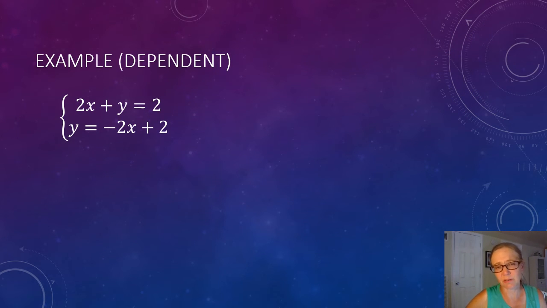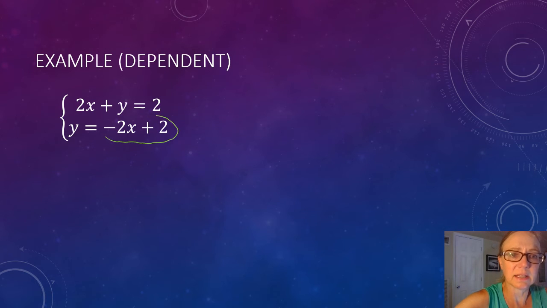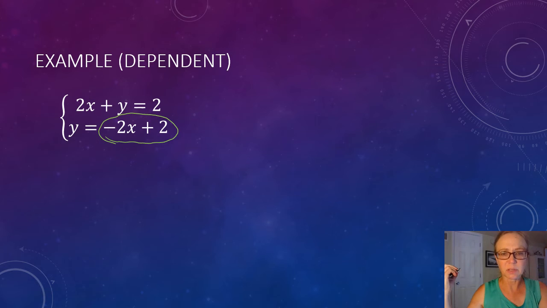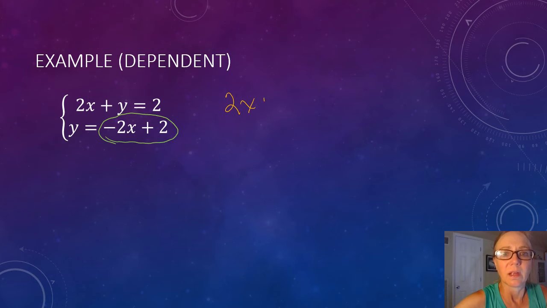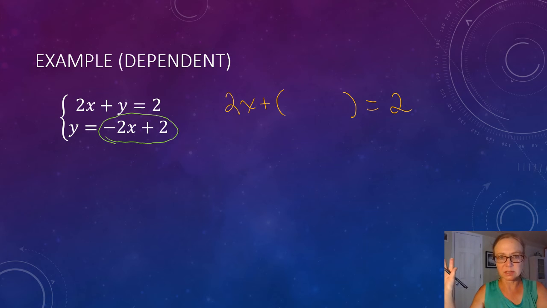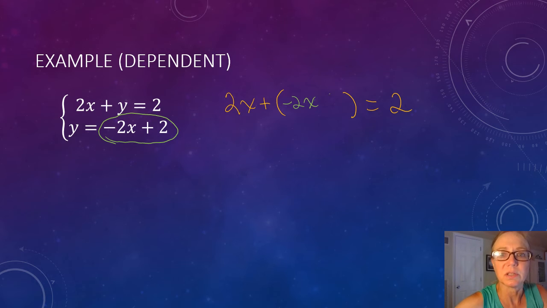We also had one of our special cases, a dependent system, where you have the same line twice and there are infinitely many solutions. So let's see what happens in the process of substitution. We know that y is equal to negative 2x plus 2. So I'm going to take the first equation, but I'm going to take out the y, leaving everything else the same. Now, y is the same as negative 2x plus 2, so I'm going to make that substitution. The parentheses can be dropped.